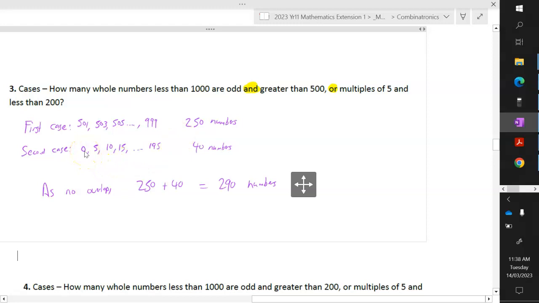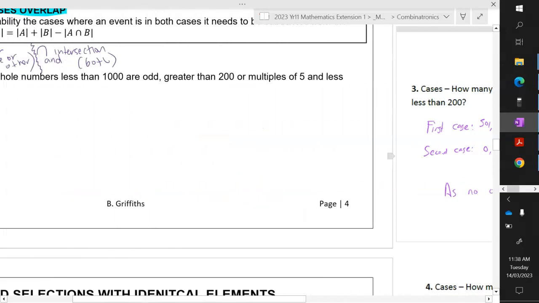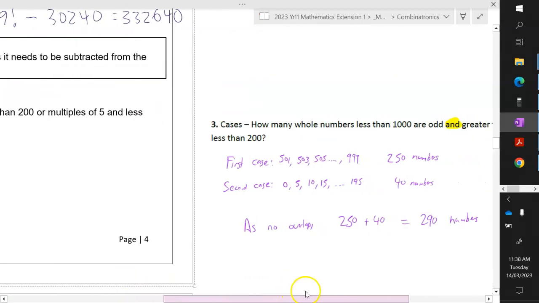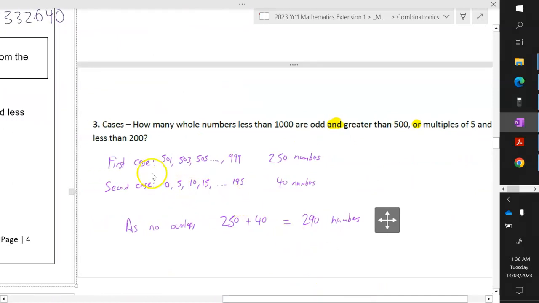So let's assume that we have 5 zeros. Here's a case: 5 ones, 5 twos, 5 threes, all up to 195, and there's 40 numbers. So if we were looking at where the cases overlap, in this case there isn't an overlap for us to take away, is there? There's no case where there's numbers in the first case and the second case. So we can just add them together.